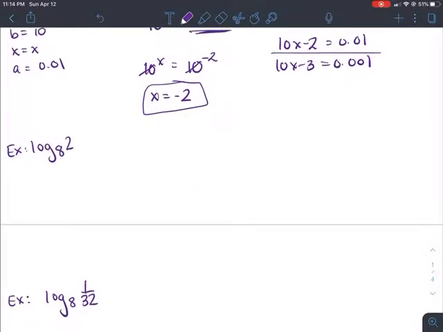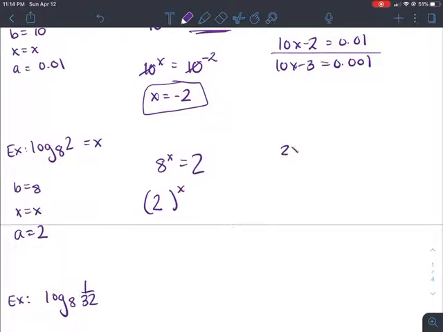So here we have log base 8 of 2. I'm going to set it equal to x. I'm going to convert. B is 8, x is x, and a is 2. Okay, so I get 8^x equals 2. Now you might be thinking, Miss B, there is no way that I can make 8 equal 2. And you're right, 8 does not equal 2. But there is a common base between 8 and 2, and that's 2. So I can say that 2 to the power of something gives me 8.